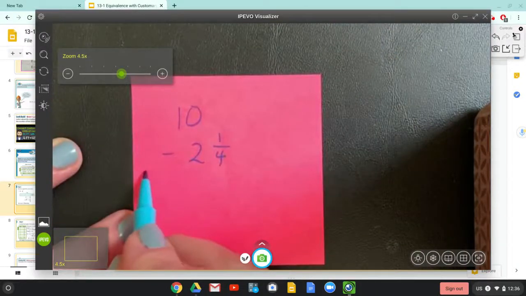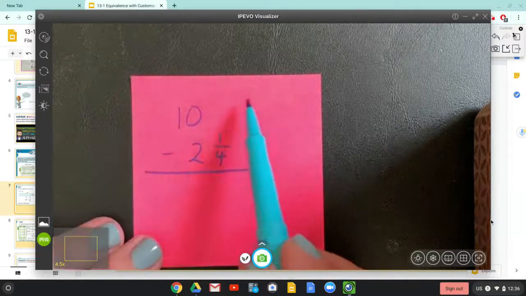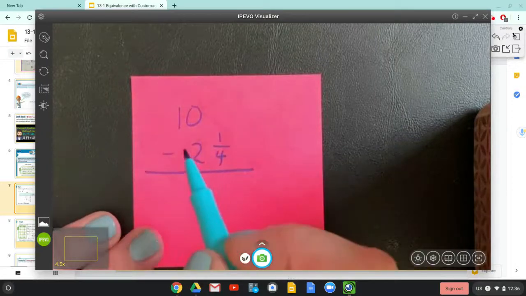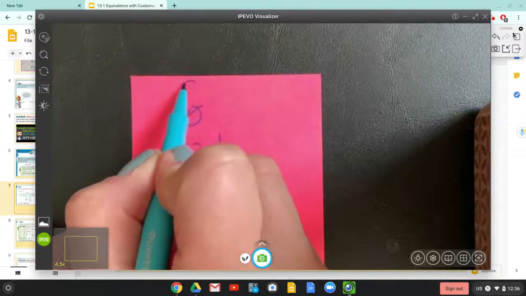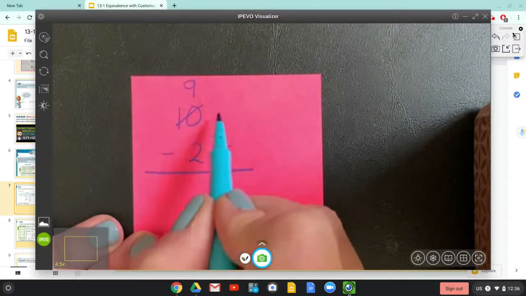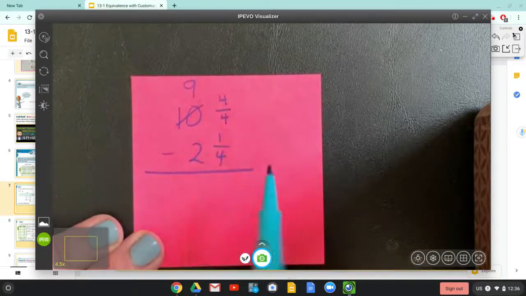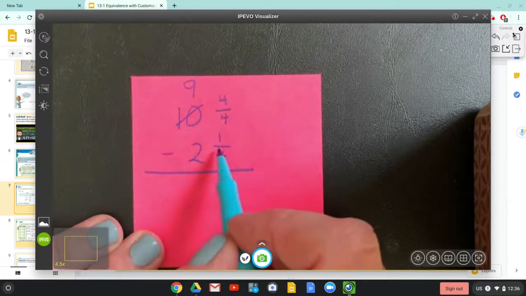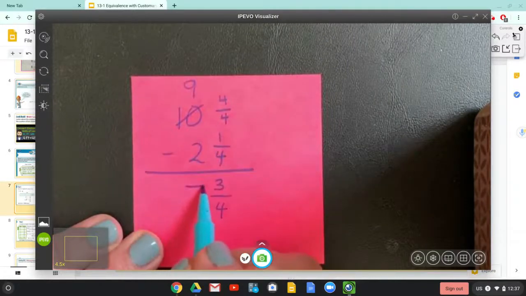So here, my fraction part is 1/4. And if I look here, I don't have any fraction to take that away from. So I need to regroup. So I'm going to take 1 away from the 10. So the 10 becomes a 9. And I'm going to regroup that as 4/4 because remember, 4/4 is equivalent to 1 whole. So now I can do 4/4 minus 1/4, which is 3/4, and 9 minus 2, which is 7.